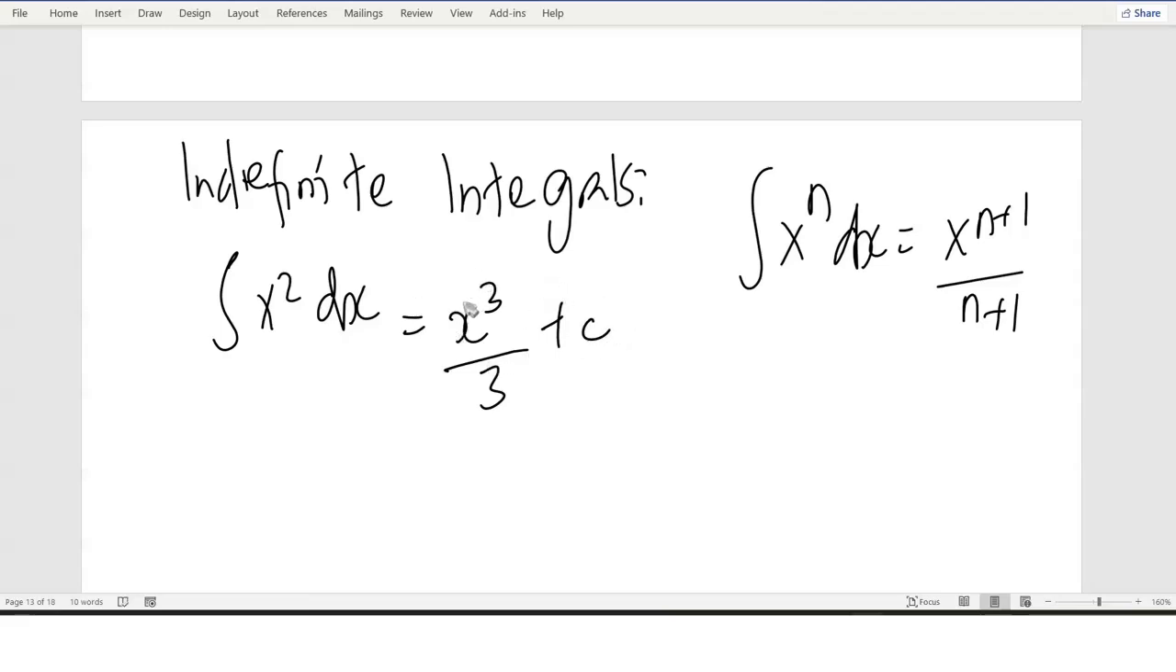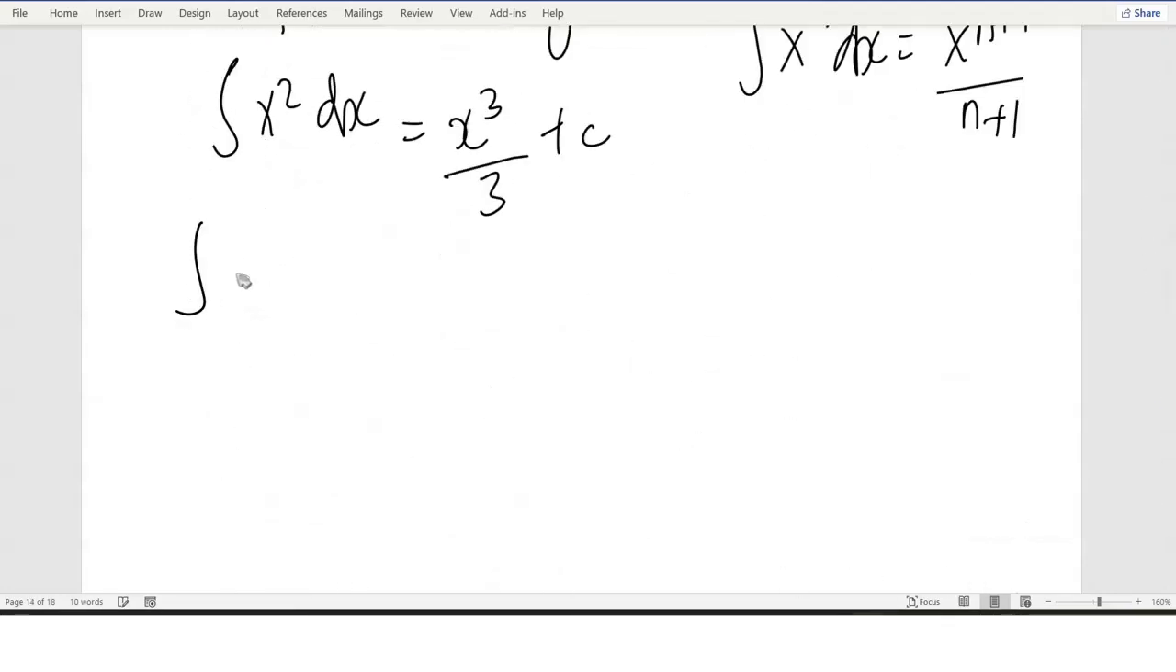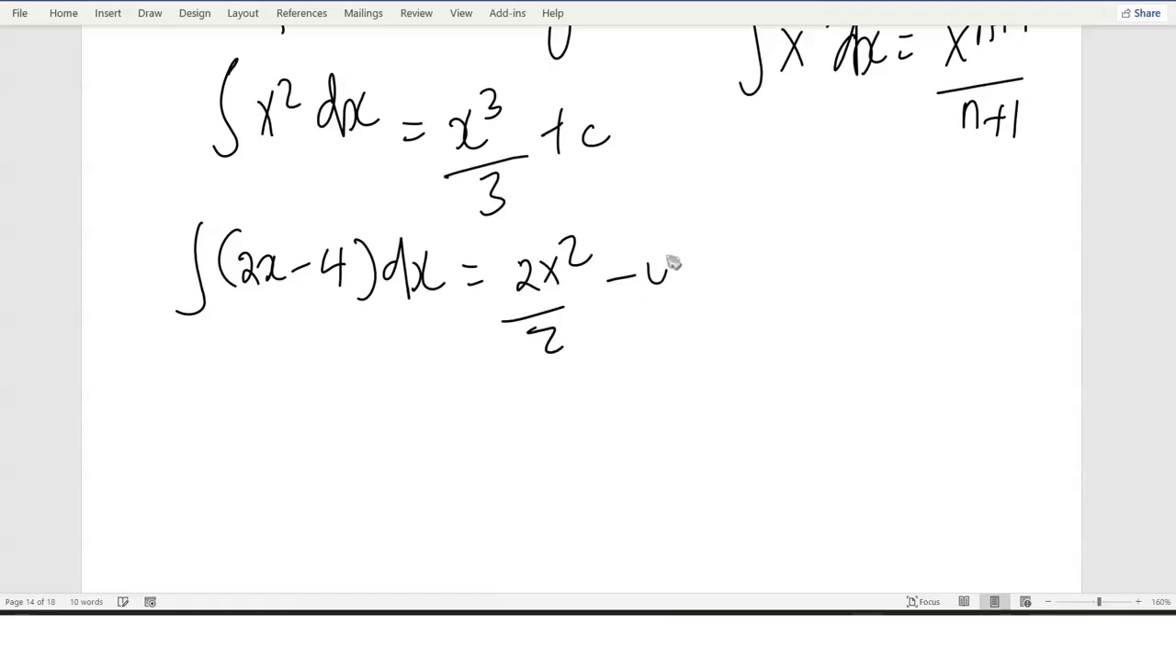So the other difference between definite and indefinite integrals is the incorporation of a constant on indefinite integrals. So definite integrals do not have a constant because the limits are known. So let's proceed. What about if we had 2x minus 4 with respect to x? 2x squared divided by 2 minus 4x plus c is x squared minus 4x plus c.